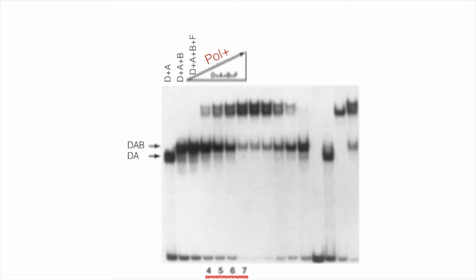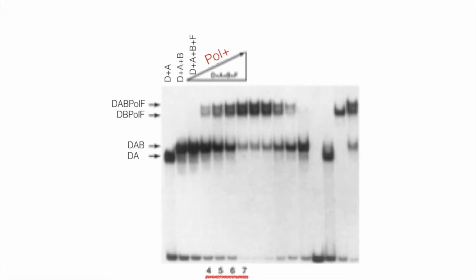What they found is they got the original two bands again, that is the DA band and the DAB band, but they also started getting two new bands. That would be the DB pol F band and the DAB pol F band. Now these are kind of hard to see the distinction, so here it is.